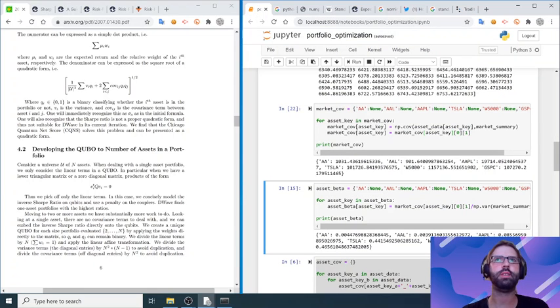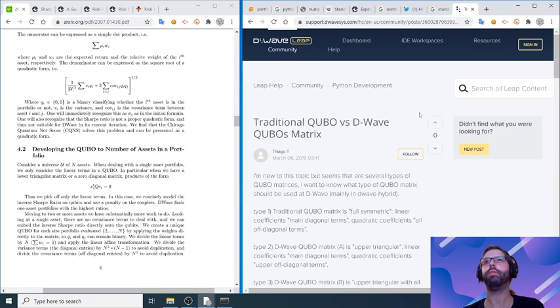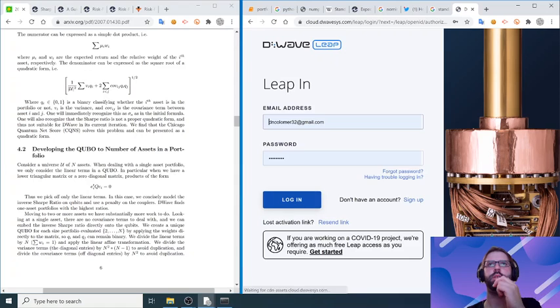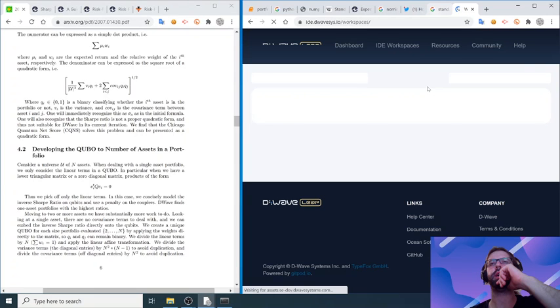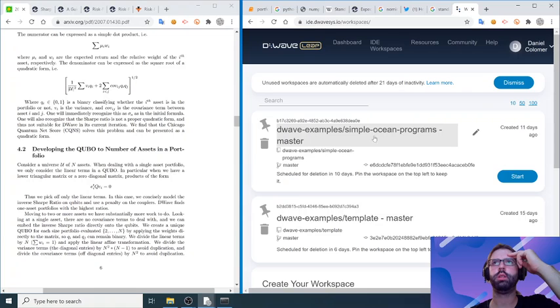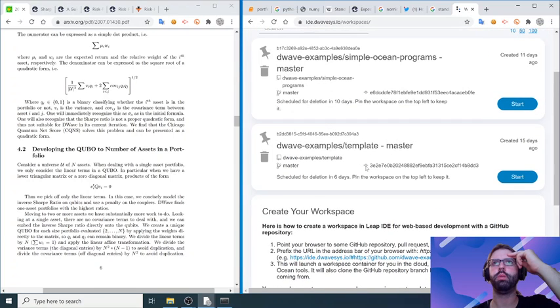Okay, so let's launch D-Wave, the D-Wave thingy here. I want to do the IDE workspaces. Yeah. So let's work with this email. Should work with this email. And here I think I had a workspace on simulation programs. D-Wave examples.